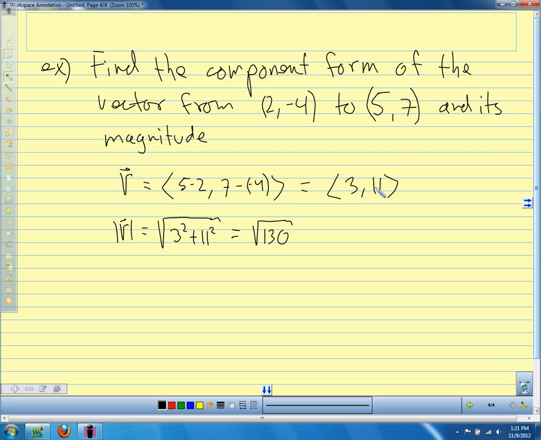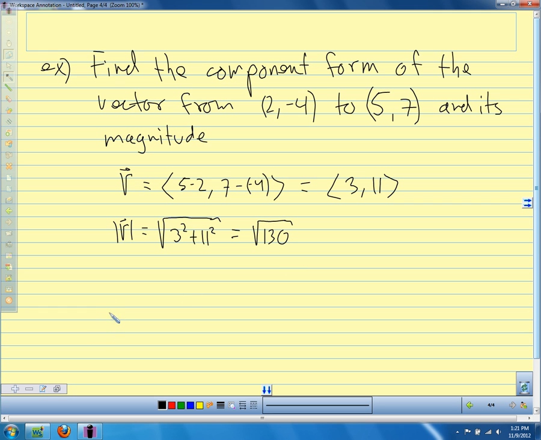It would really depend on the problem. On some of them, if it asks for it rounded to 2 decimal places, whatever, then you could put it in your calculator. I'm fine with it written like that. If you want to simplify the radical with the rules that you know about simplifying radicals, that's fine also. Okay? So to find the magnitude of a vector in component form, all we have to do is take the square root of the x component squared plus the y component squared.